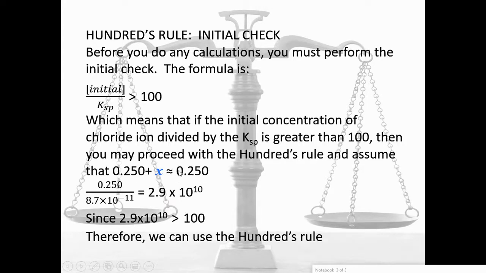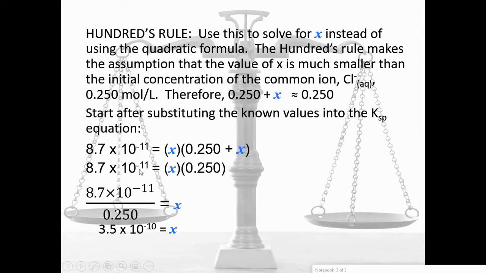So let's use the numbers from this example, and we'll go right into it. It's 0.25 divided by 8.7 times 10 to the negative 11, giving us 2.9 times 10 to the power of 10. This is a humongous number. It's much greater than 100, therefore we can use the hundreds rule. And this was the assumption that 0.25 plus x turns into 0.25.